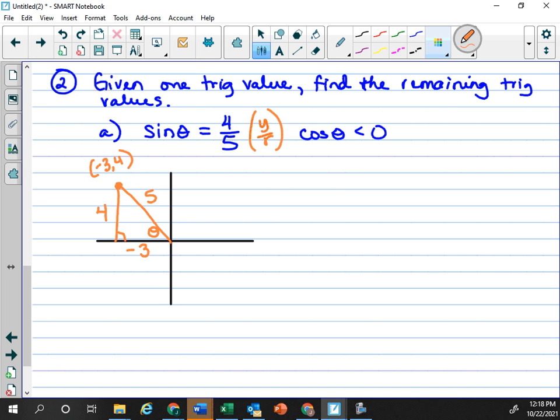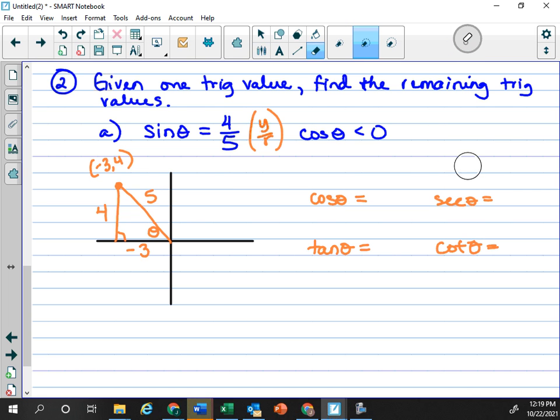So it said find the remaining trig values. We were given sine. That means we need to find cosine of theta, tangent of theta, cosecant of theta, secant of theta, and cotangent of theta. I don't know why my spacing is weird. Find all of them. Yeah. But if you drew your picture right, hopefully it's pretty easy to do.